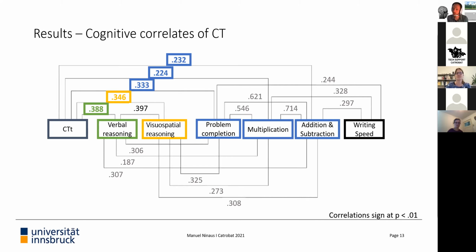We also found a moderate correlation with more complex numerical skills as assessed with the problem completion subtest of the HIAT. Finally, we found some smaller correlations with more basic numerical skills such as addition and subtraction, and also a significant small correlation with simple multiplication tasks. No significant association was found with writing speed. So this pattern suggests that the abbreviated CTT is primarily related to verbal and non-verbal visual spatial reasoning abilities and more complex arithmetic processes like problem completion on a first level, and secondarily maybe with basic arithmetic competencies like addition, subtraction, and multiplication.